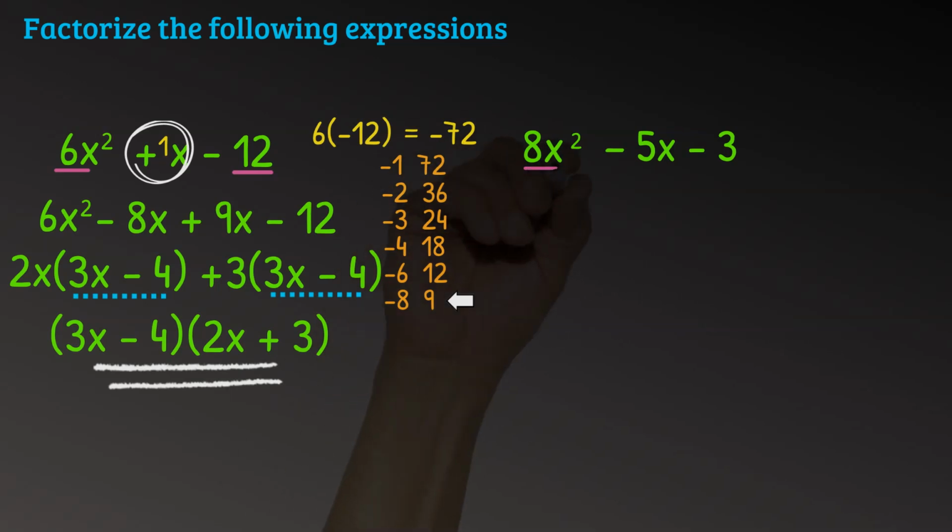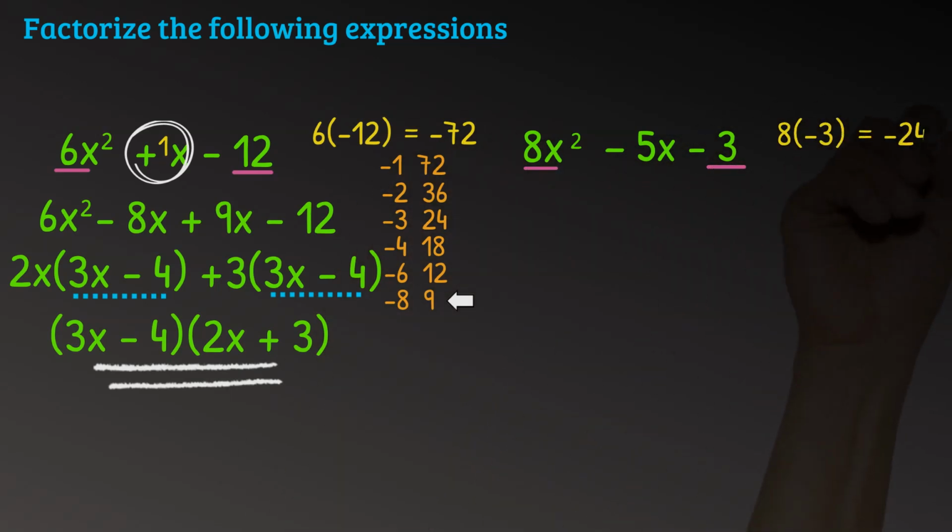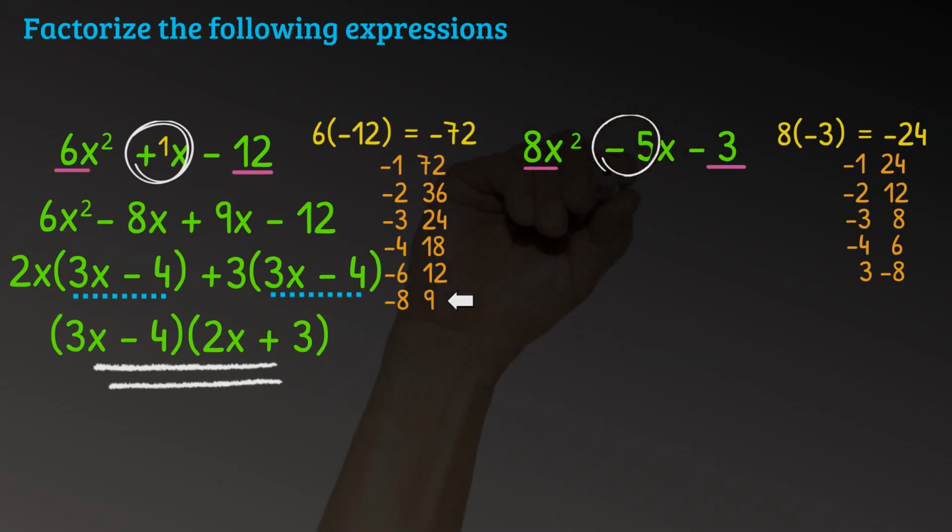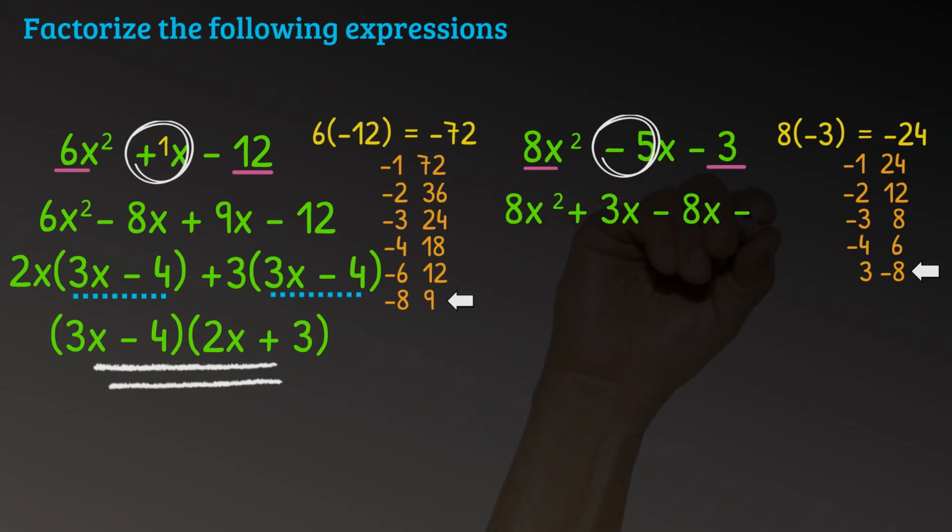We start by multiplying 8 by minus 3, which gives us minus 24. These numbers multiply together to give us minus 24. They also need to add up to give us minus 5, so we use 3 and minus 8. We rewrite the expression replacing minus 5x with plus 3x minus 8x.